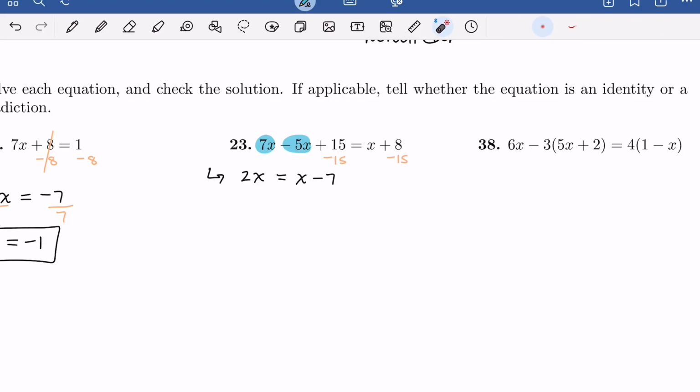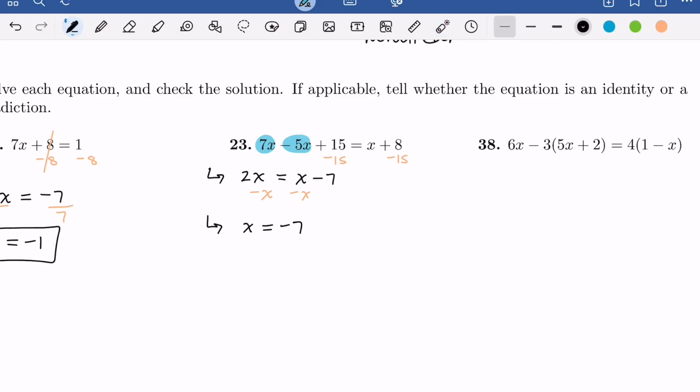Now, like I said, we want all of our variables on one side of our equation, so we still need to move this x over. Doing so on the left-hand side, we're going to have 2x, and then we're taking away one of those x's. So that means we're going to be left with just x by itself on the left-hand side, and on the right-hand side, we have this -7. We always have to bring this sign with us.